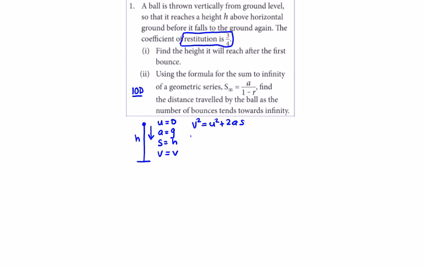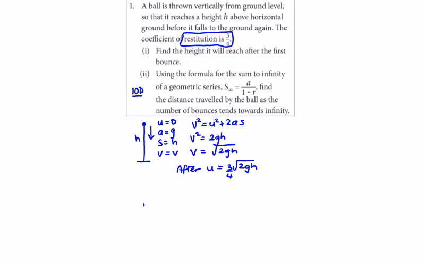In this case, v squared is equal to 0 plus 2, we called a gravity and s h. So the velocity at impact is the square root of 2gh. And then the velocity after impact, my new speed, u, is going to be equal to 3/4 of the square root of 2gh.